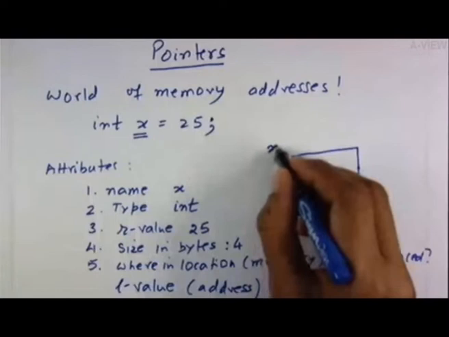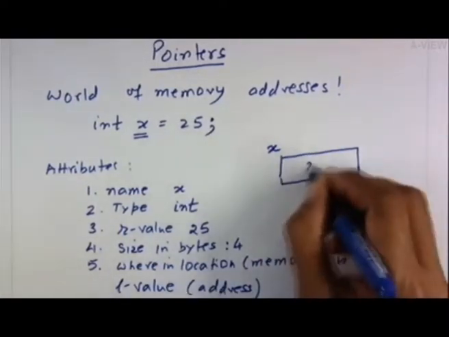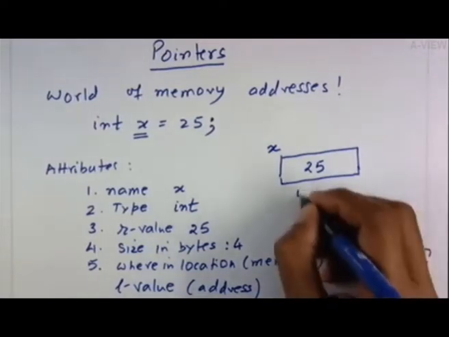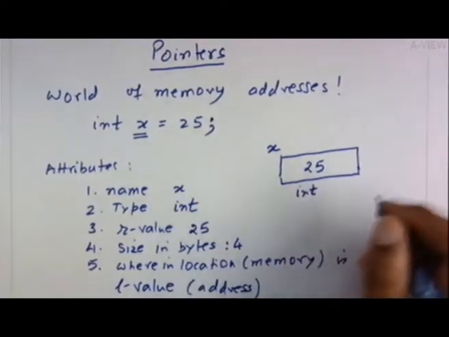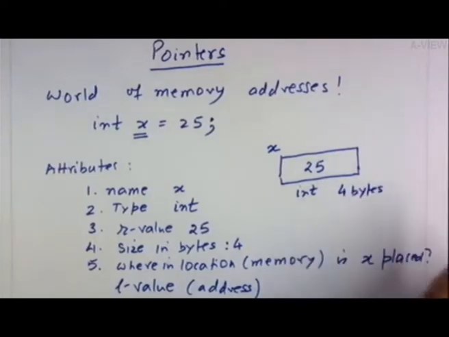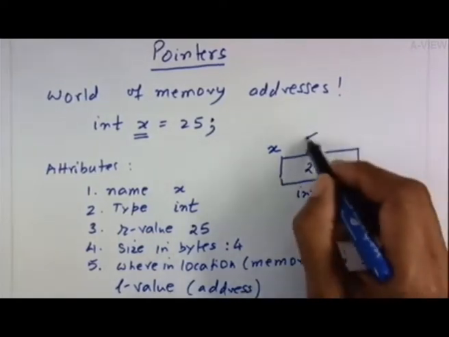X, which I'm writing above the box. The value is 25, I'm putting inside the box. The type is int, I'm writing below the box. The size is 4 bytes. The first 4 attributes I'm writing out here. But what is not obvious is where X is located.